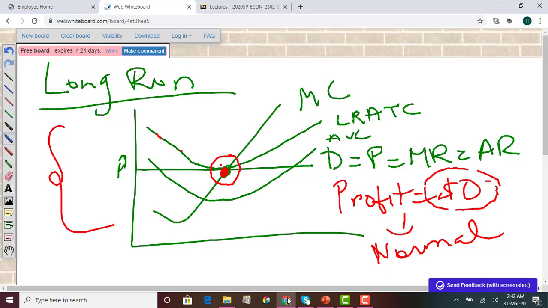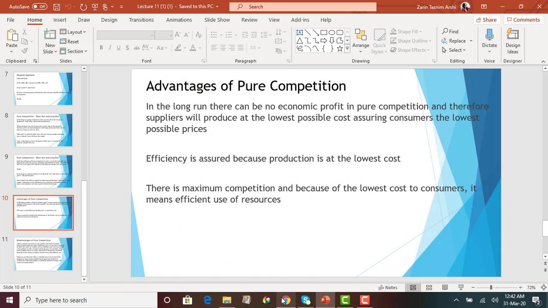This is the long run average cost curve, and this is the lowest cost that consumers will get. So producers will produce at the lowest cost. That means consumers will pay the lowest cost and they'll get the best prices. So they will be very happy. They will be very satisfied. So consumer satisfaction is maximized.